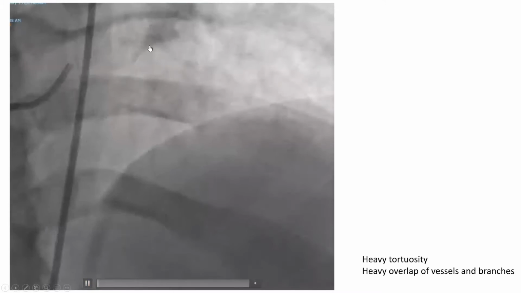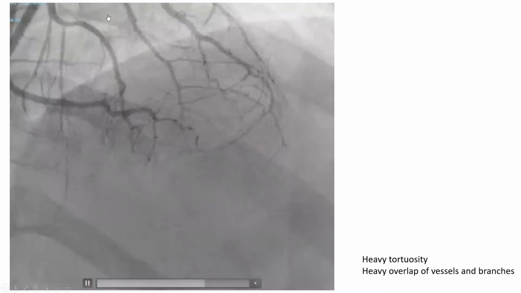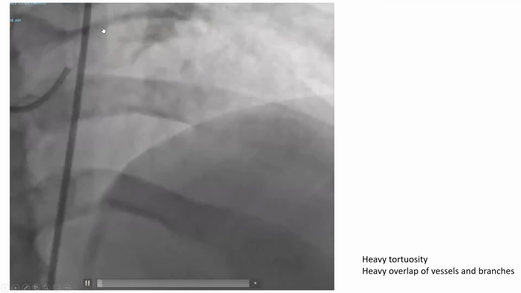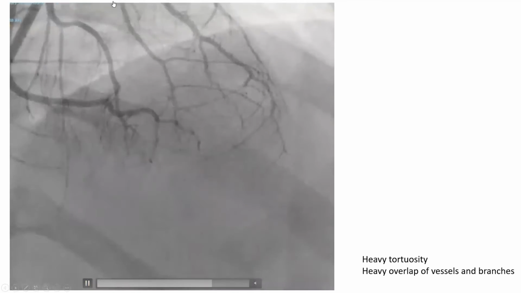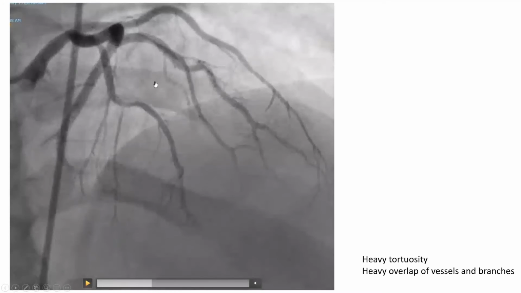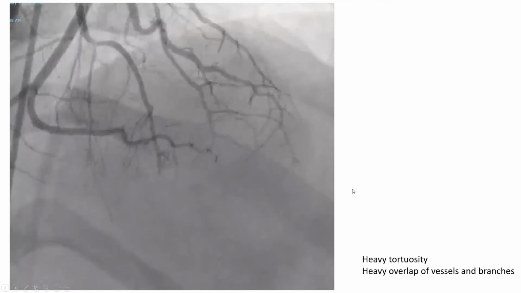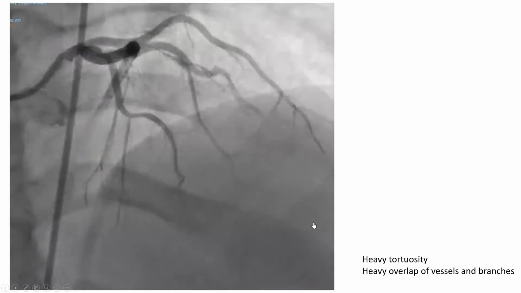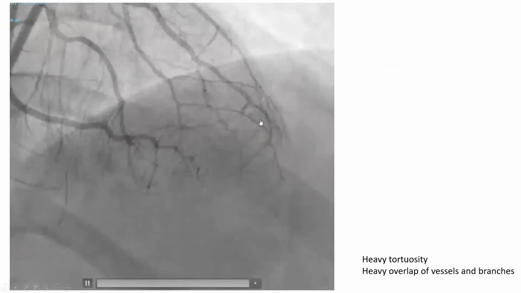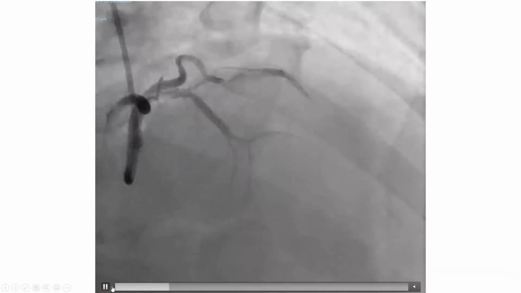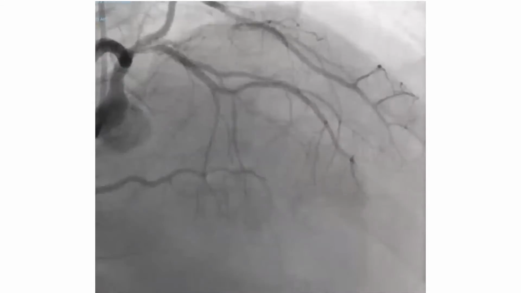Another view here. Again, we see here the LAD diagonal. We don't see very well the proximal LAD. This is a shallow areocranial, but we see well that LAD diagonal. Look at it. It's like a thread. Another thing you notice again is that heavy overlap of vessels and branches. It's hard to tell what's what, and heavy tortuosity. So the diagnosis that should come to mind is spontaneous coronary artery dissection.